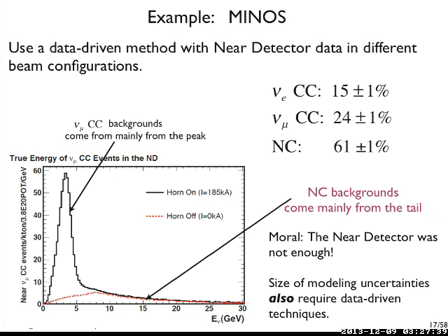Okay, so what MINOS can do is to actually just go in there and flip the switch and turn the magnetic horns off and stop the focusing of the pions that are coming off the target. And suddenly your beam spectrum goes from this nice thing that we're all used to seeing to this red thing down here, which is basically what you get when the particles come straight off the target without any focusing whatsoever.